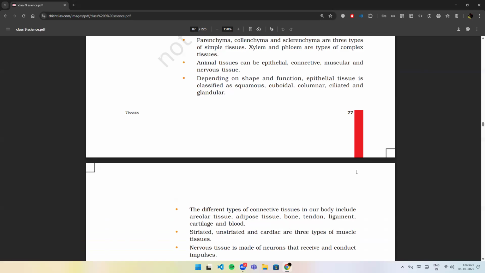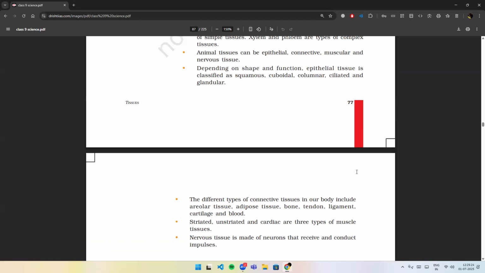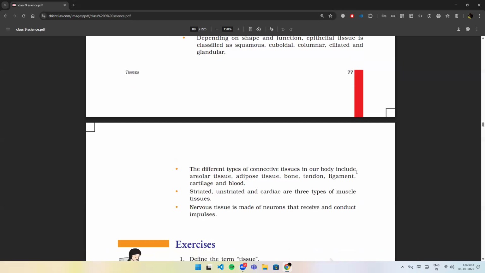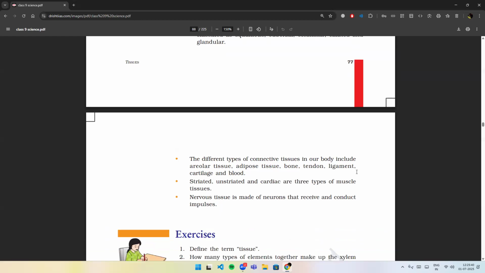Animal tissues can be epithelial, connective, muscular, and nervous tissue. Depending on shape and function, epithelial tissue is classified as squamous, cuboidal, columnar, ciliated, and glandular. The different types of connective tissues in our body include areolar tissue, adipose tissue, bone, tendon, ligament, cartilage, and blood. Striated, non-striated, and cardiac are three types of muscle tissues. Nervous tissue is made up of neurons that receive and conduct impulses.